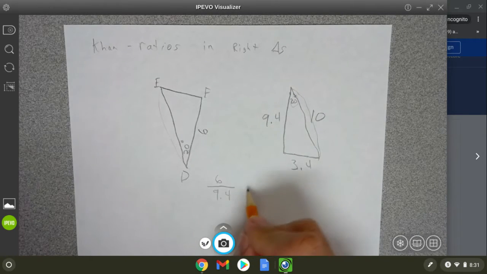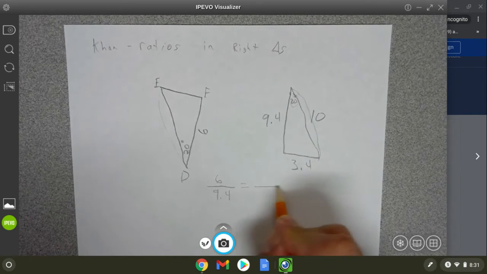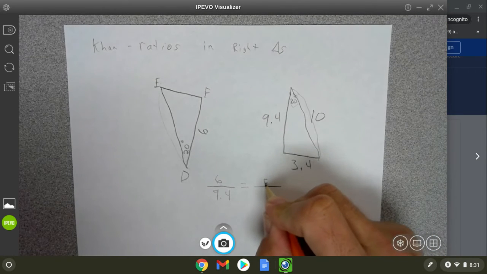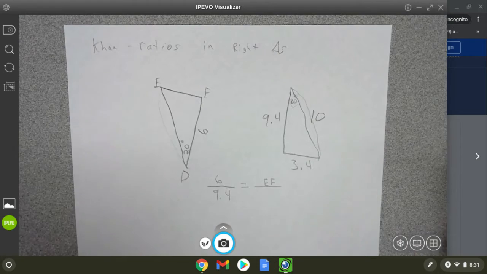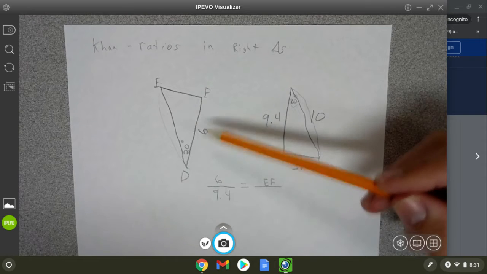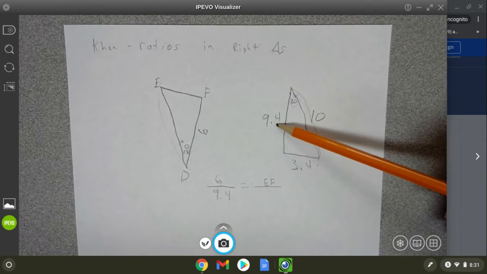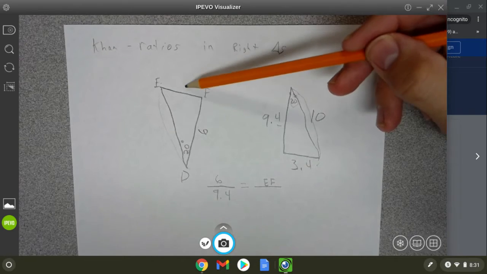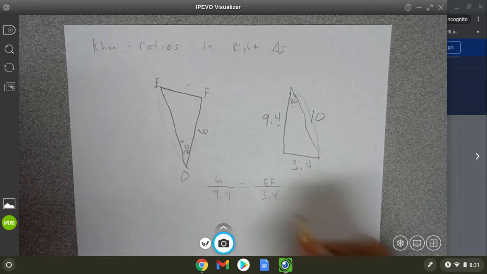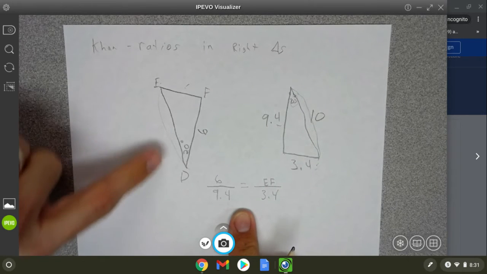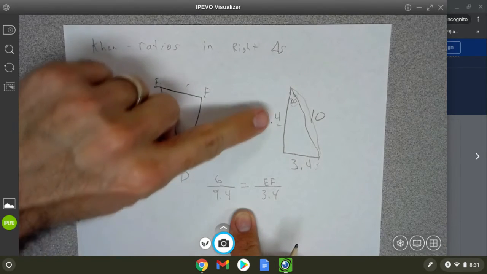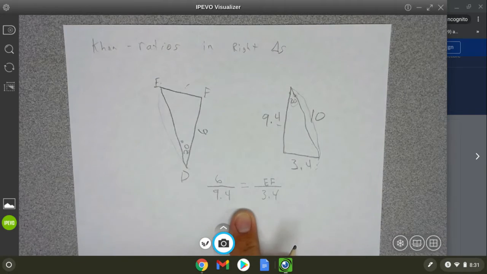The ratio of 6 to 9.4 is going to be equal to the ratio of EF to 3.4. So it's long leg to long leg is going to be equal to the ratio of EF to 3.4, short leg to short leg. Okay, that's one way that you could have set this up. There are other ways you could have done it, like long leg to EF is equal to long leg to short leg. You could have set it up that way.